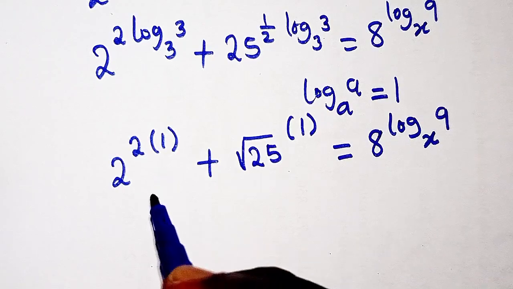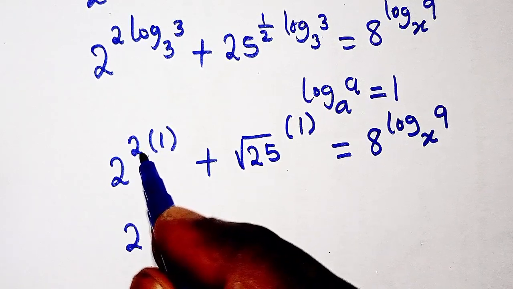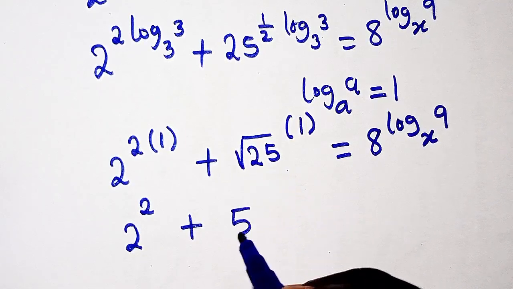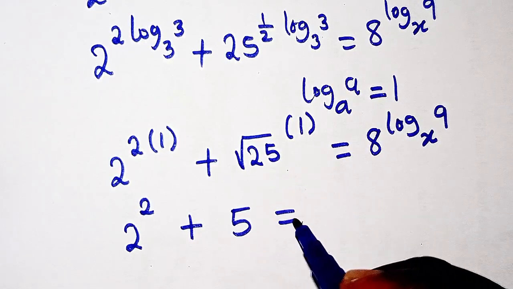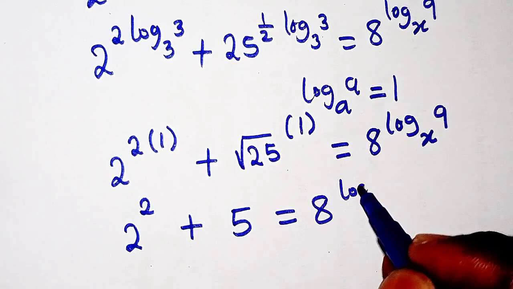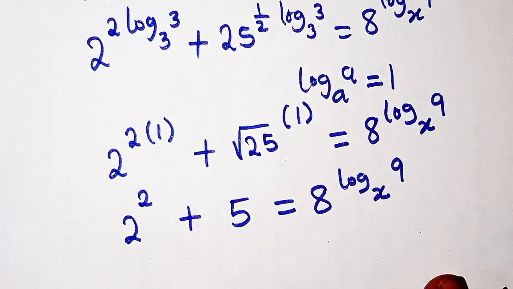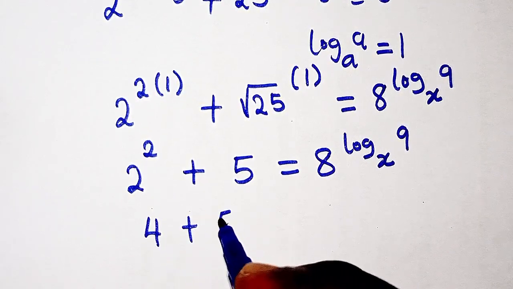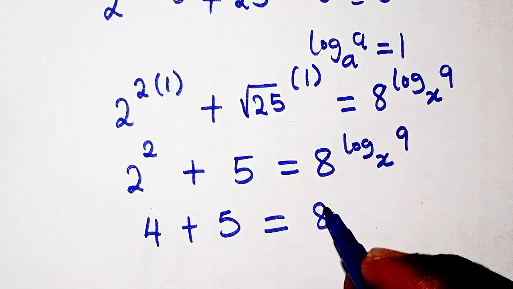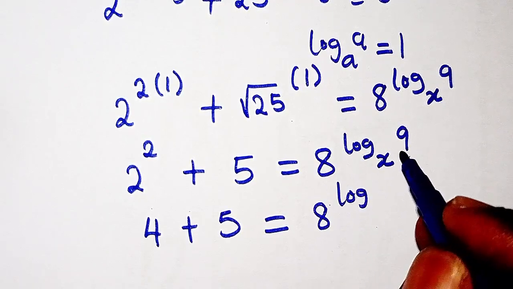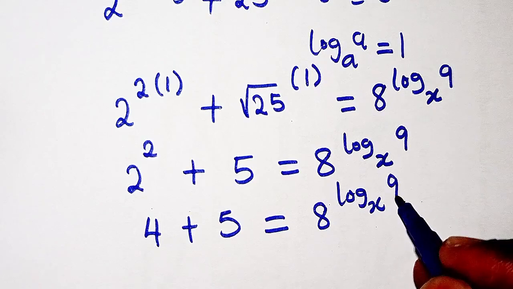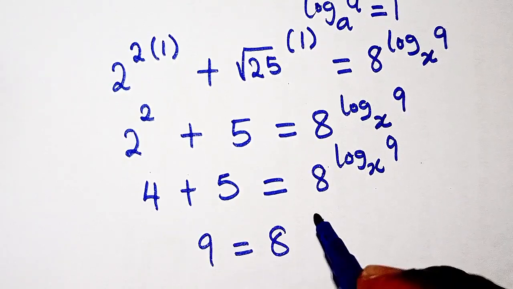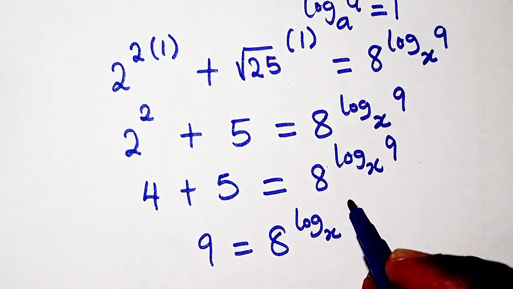So now the next thing we are going to do here is we have 2 to the power of 2 times 1, plus the square root of 25, which is 5, raised to power 1, equals 8 to the power of log base x of 9. Now 2 raised to power 2 is 4, plus 5 equals 8 to the power of log base x of 9. So now 4 plus 5, you're going to have 9, equals 8 to the power of log base x of 9.